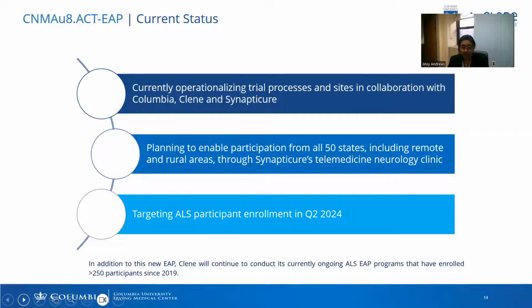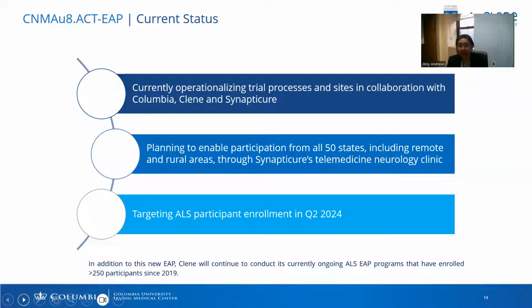So if you go to the next slide, I just wanted to provide a status update. So currently, similar to our presentation at the end of January, we're still operationalizing the trial process. There are multiple sites involved, and so we have to execute all of our contracts and get the IRBs up and running. And we also have to make sure that we have all the components of the research program in place so that we can operationalize it.